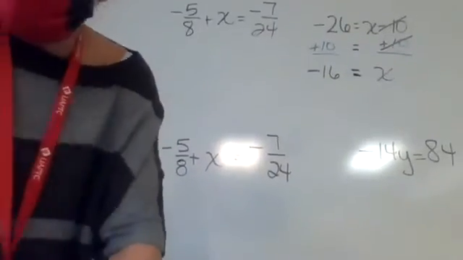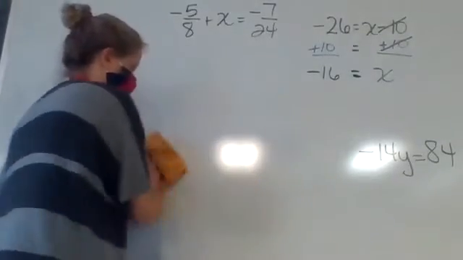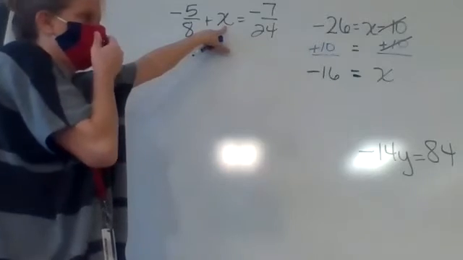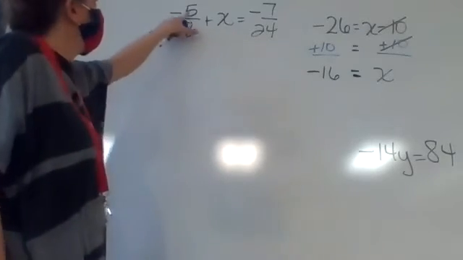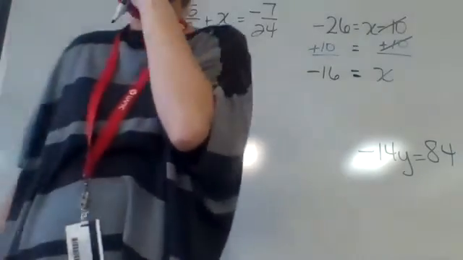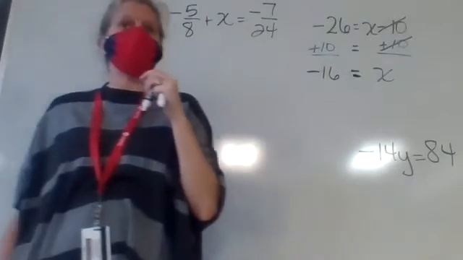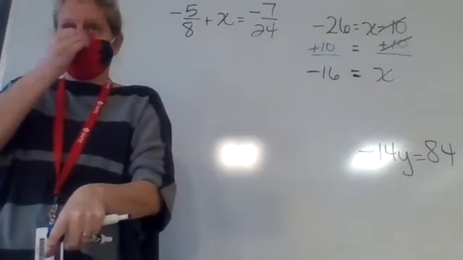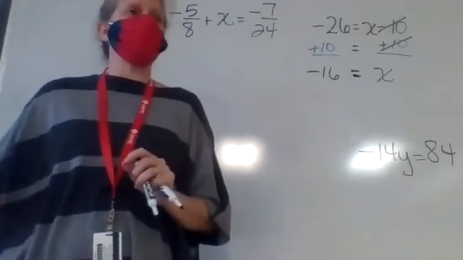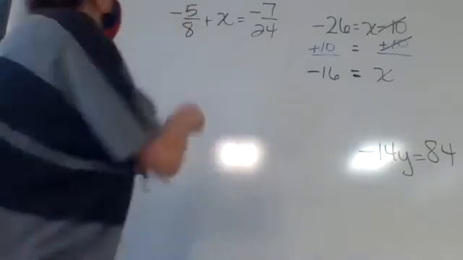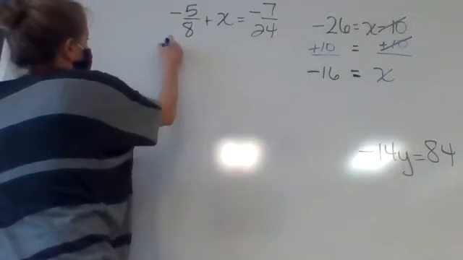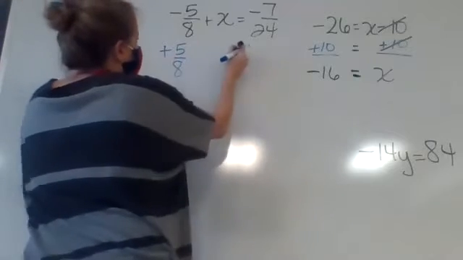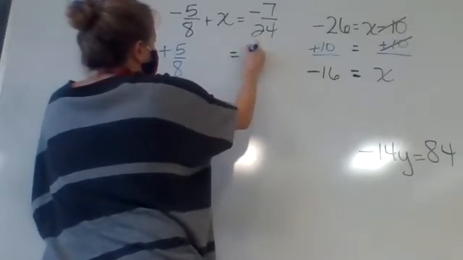Okay, I just rewrote it up there so it's not in the glare. So x wants to be alone, right? Who needs to go away? Negative 5/8. This used to be a big deal because it's a fraction, but I have this calculator now, which means I can just work this using the steps I've been doing. I need negative 5/8 to go away, which means I need to do plus 5/8. If I do it here, I do it over here.